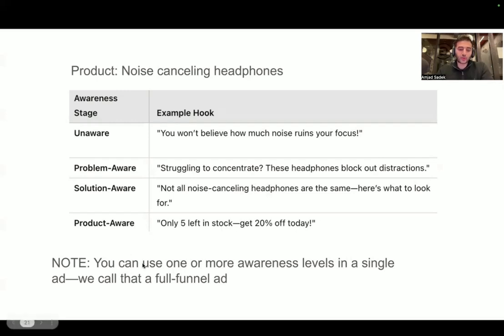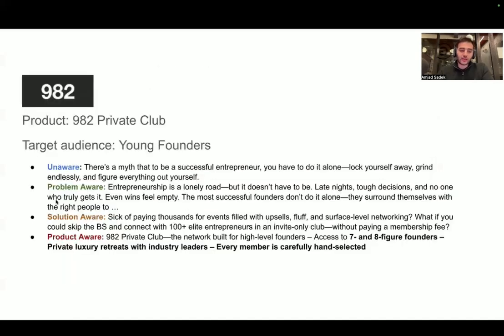By the way, we can always include different awareness levels in the same ad. And in that case, we call it a full funnel creative. So we can have something like a long-form ad that starts with a problem-aware message, and then we go to this message, and then we show people what our product is, and we make them product aware.